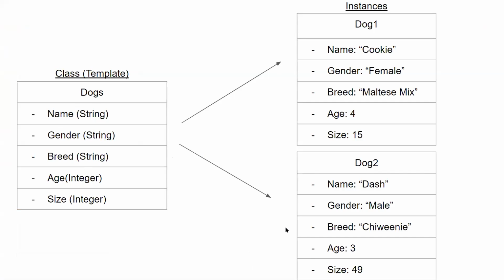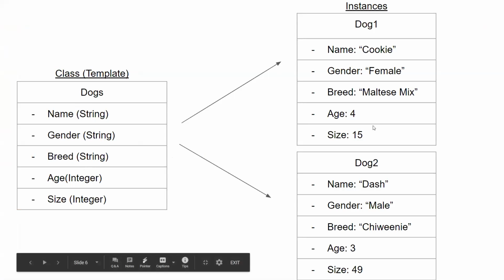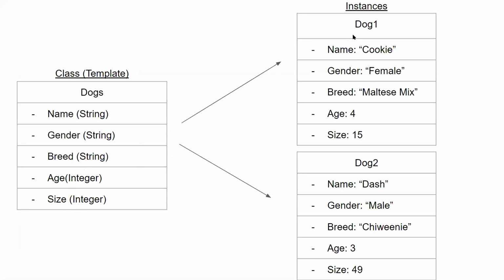And so they're different, but they have the same categories of properties. They both have names, it's just they have different names. They both have gender, it's just they have different genders. Okay? So does that make sense so far?